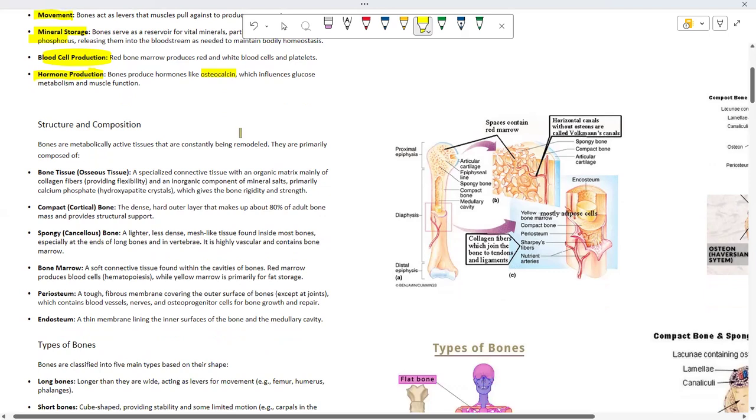So what is the general structure, the gross structure of the bone? Bones are metabolically active tissues that are constantly being remodeled. So what we're talking about here is that bones are dynamic tissues. They're constantly turning over. That is, the older bone is reabsorbed and replaced by deposition of new bone. So it's under dynamic formation. They're constantly changing.